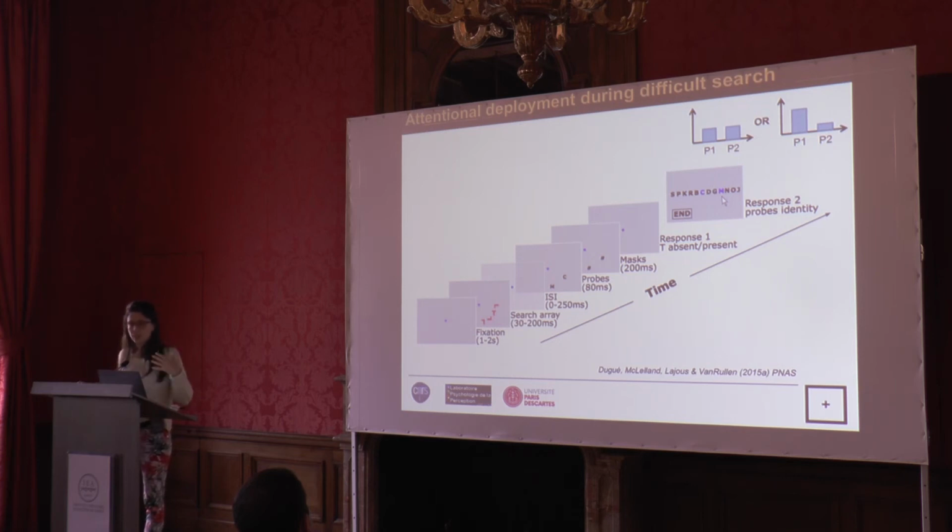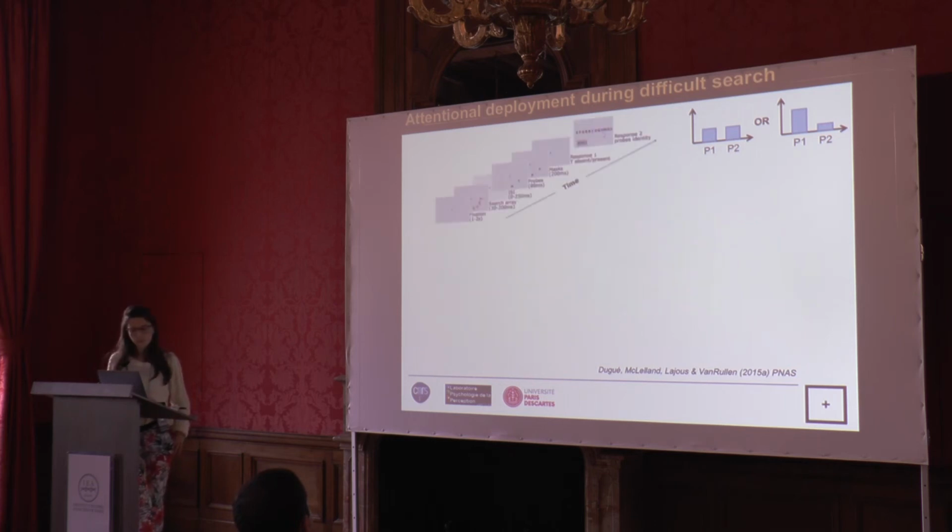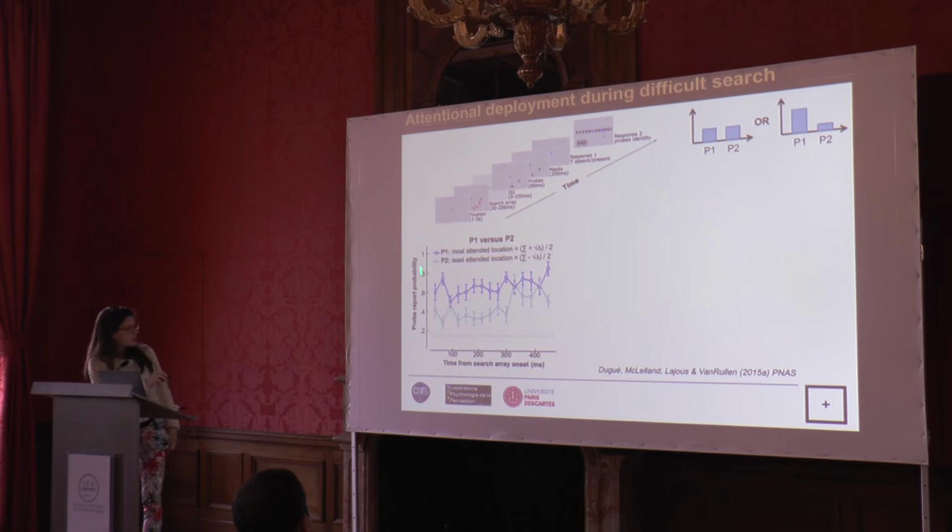And now the question is: is it uniform or non-uniform, right? The way we ask that is by probing attention at different moments during the search, by asking them to report the identity of those two probes and solving the second-degree equation that I mentioned earlier. Here is the result. This is the probe report probability for P1 and P2 as a function of the different times that we tried. First of all, P1 over time is different from P2, which means that in this search, attention is non-uniform. There is a difference between the two probed locations.